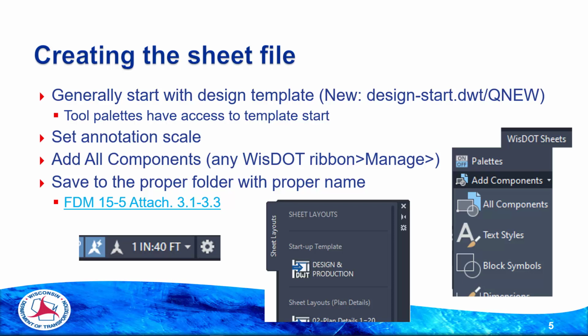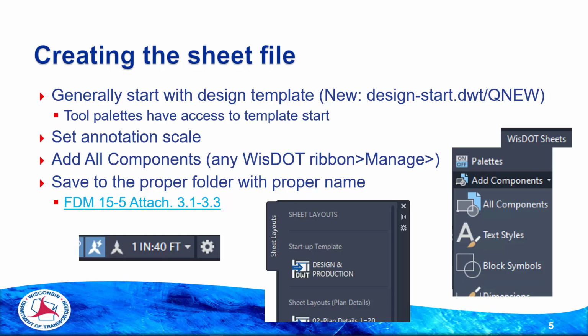This will appear in any of the WisDOT ribbons, the managed panel. And in there, you'll see on the right-hand side there, I've got the add components. Under that, there are other components that you can add, like text styles, block styles, dimensions, and other things. But the all components goes so quickly, just click on that. It's a very fast way to add the components that you need.